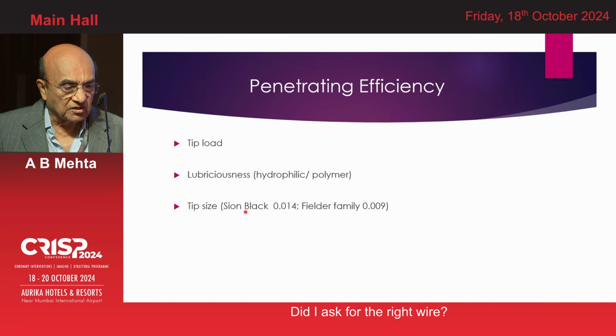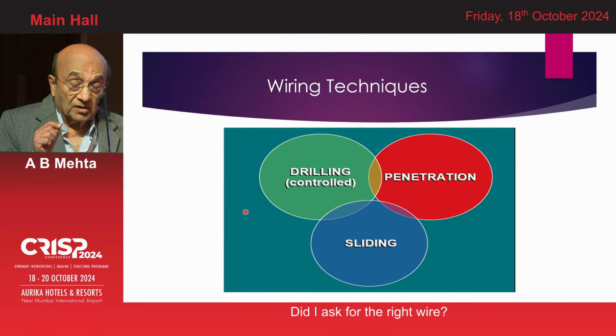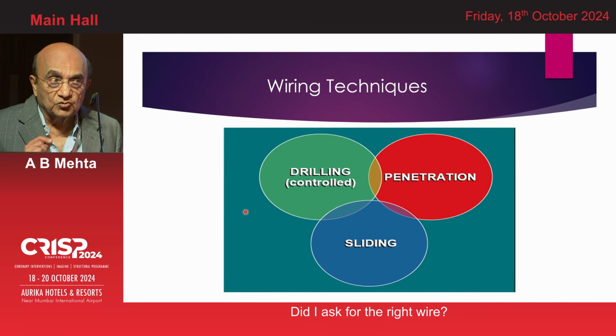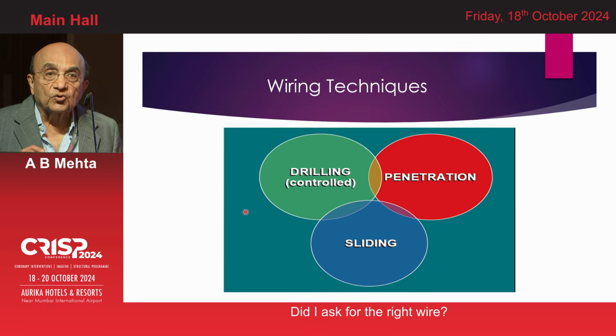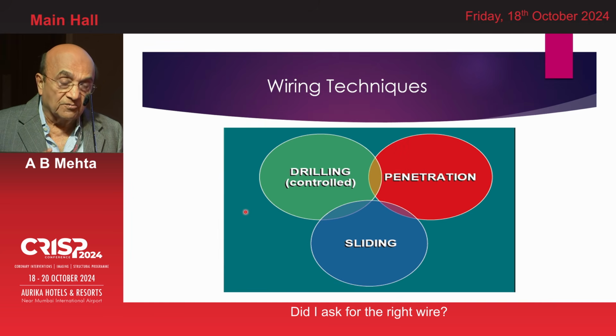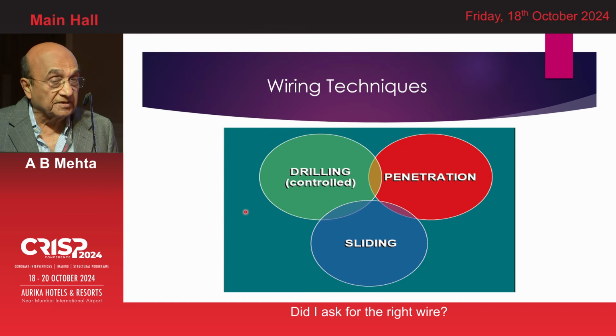Hydrophilicity, which we discussed all about, and we also discussed the size of the tip. Now, this is in a straight wire. The moment you give a shape to the wire, the tip load is reduced considerably because the direction of the tip load changes. So 12 gram of Conquest Pro with a small tip changes from 10 grams to maybe 8 grams, etc. There are three techniques of wiring: drilling, penetration, and sliding.